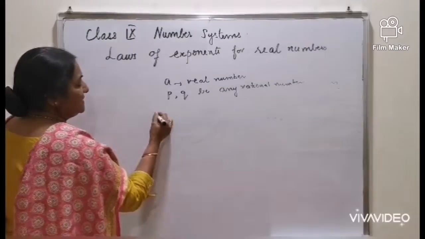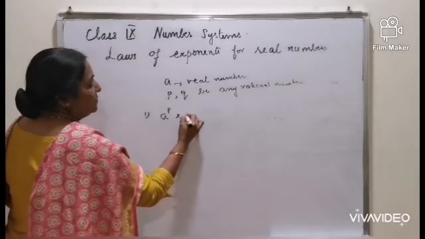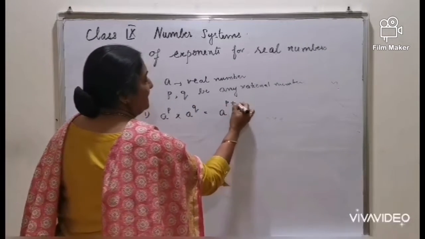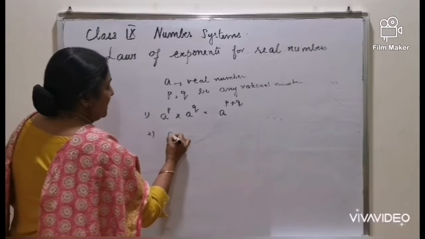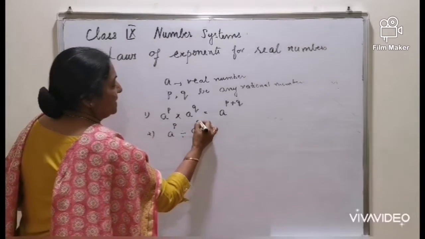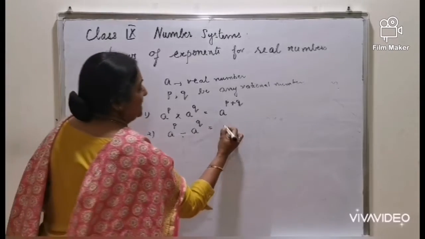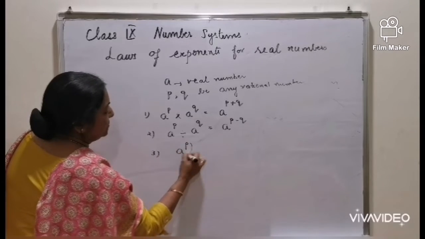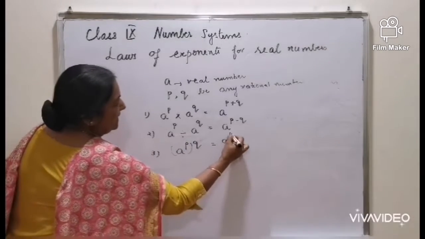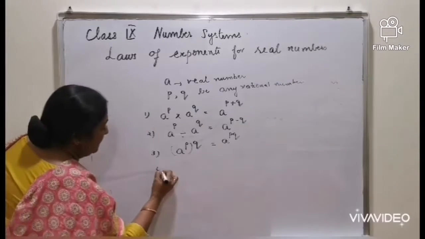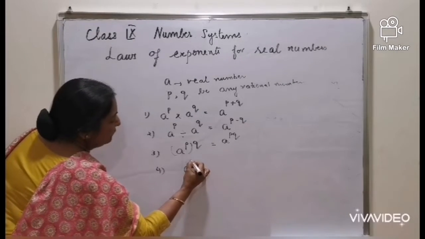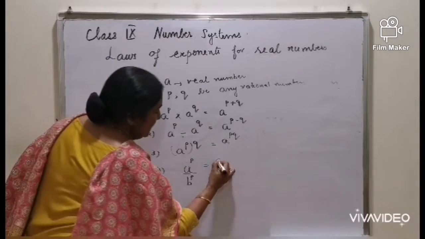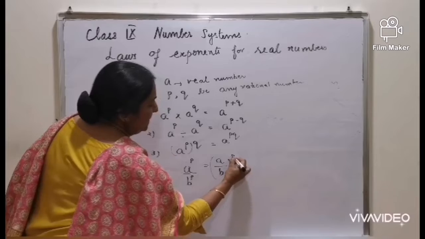The first law is A raised to P into A raised to Q is the same as A to the power of P plus Q. Second law, A raised to P divided by A raised to Q is the same as A raised to P minus Q. A raised to P to the power of Q is the same as A raised to PQ. Number 4, A to the power of P by b to the power of p is the same as a by b to the power of p.